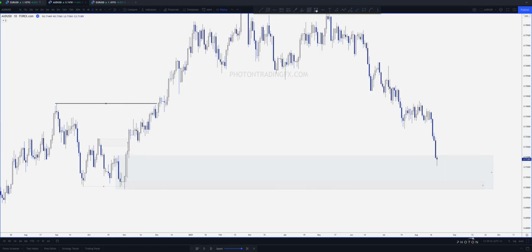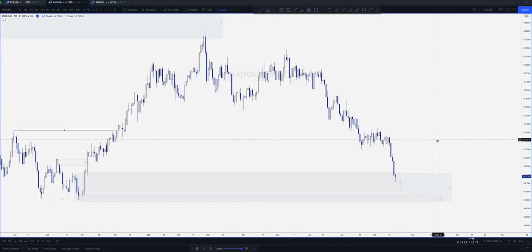So I would definitely be looking at this large daily wick zone here as a potential zone as well. Obviously, it's pretty big there, but definitely a more than valid zone. So obviously it's quite big, so we can drop down another time frame and potentially look to refine that even more.